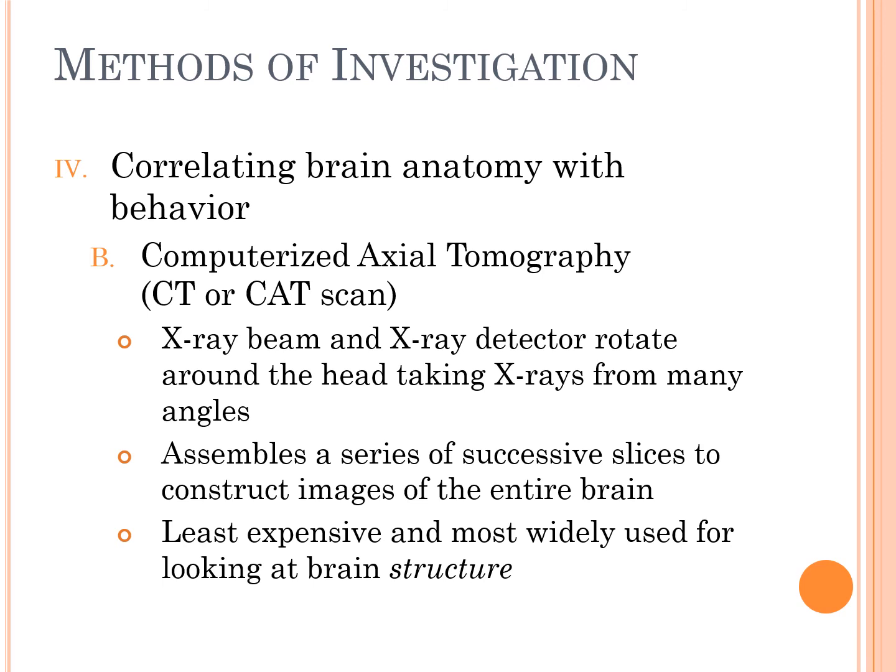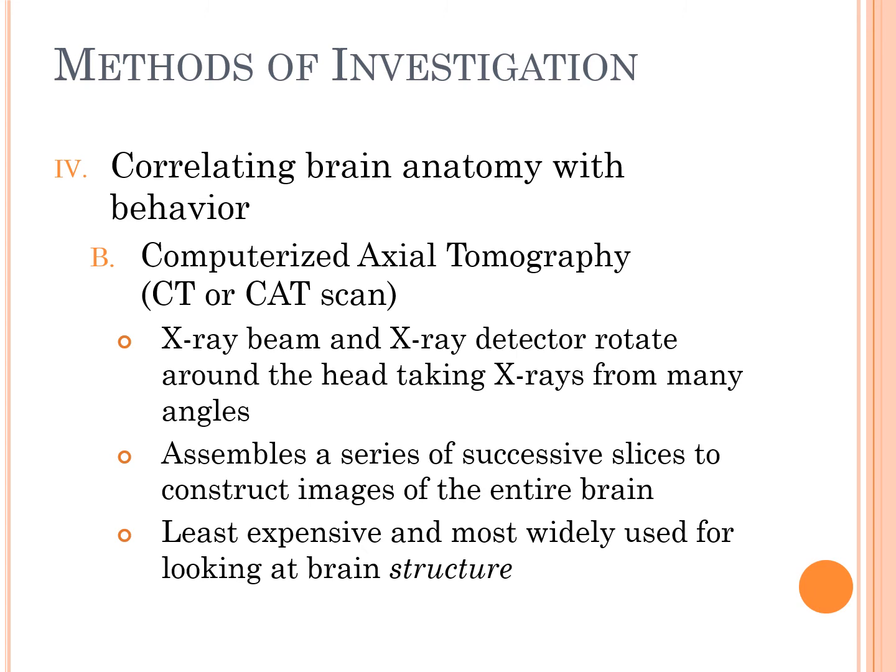So we still do use PET for certain things. We still do use CT scans. So computerized axial tomography, we're looking at structure, and this is basically getting X-rays, but from many different angles. So they have an X-ray beam, an X-ray detector, and they rotate. For us, because we're looking at the brain, they rotate around the head, taking X-rays from many angles.